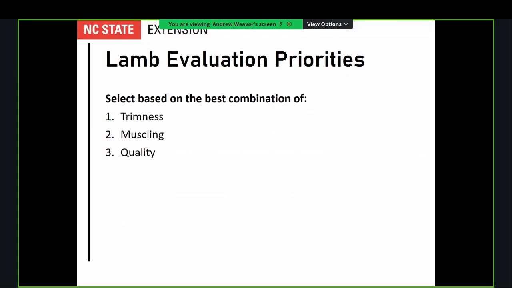Lamb fat is not as desirable as fat on other species. Most of us really like pork fat. If we like bacon, we like pork fat, right? Beef fat, we like well marbled beef. That's going to contribute to that flavor, that eating experience. Lamb fat, generally not quite as desirable as fat on those other species, and yet we need a little bit of it. We don't want too much, but we still need a little bit. We'll talk about the reason for that. That trimness can be evaluated and thought of in terms of our USDA yield grade. We'll talk about how that is calculated here in a minute.